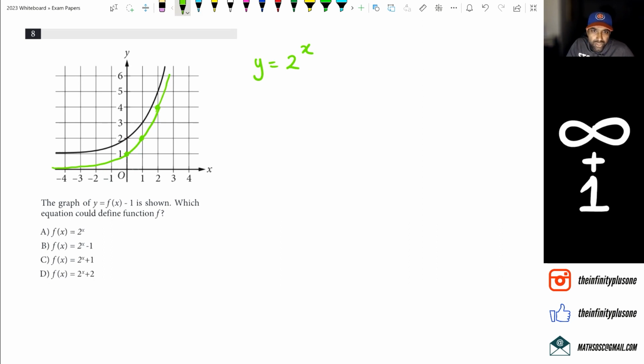what is it? It's actually going up by 1, because you can see that there's always a little gap here of 1. So what I can then say is this black line here is actually equal to 2 to the power of x plus 1. Now, so straight away you're thinking, okay, now I know the answer is actually C.